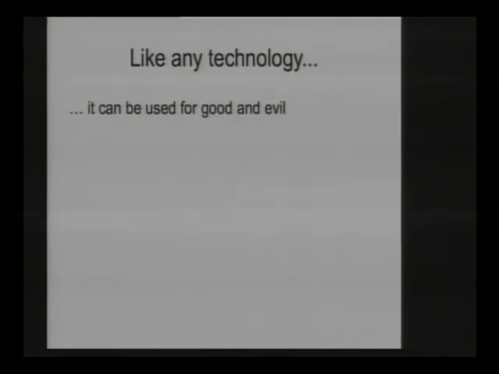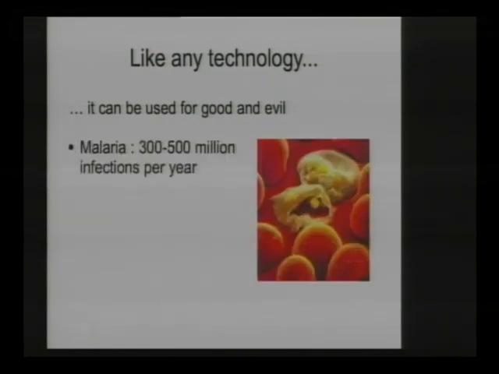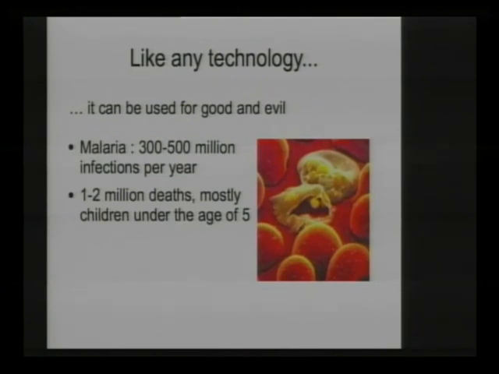So in the last 5 minutes, I'll just briefly show you why I'm still working with this, if it's so evil, because it actually has some nice applications. So I'm working on malaria. Malaria infects up to 500 million people each year, with 1 to 2 million deaths each year, mostly children under 5, because the immune system is not developed enough.